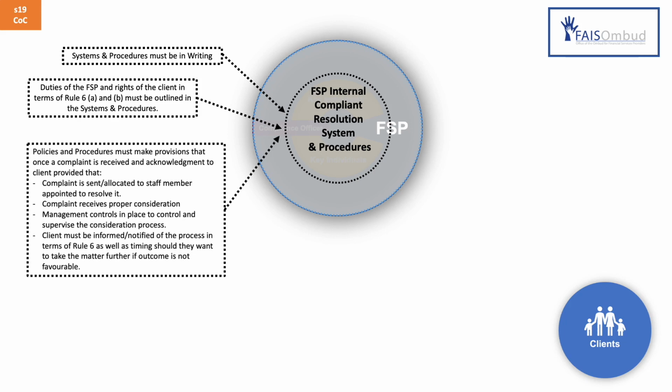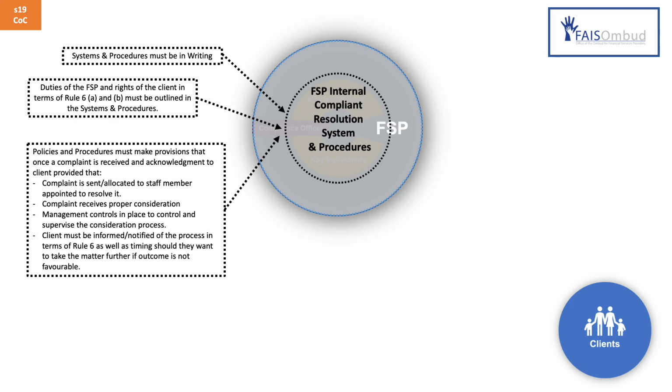Systems and procedures must make provisions that once a complaint is received, an acknowledgement and confirmation of receipt is provided to the client, that the complaint is sent and allocated to a staff member appointed to resolve it. The complaint receives proper consideration. Management controls are in place to control and supervise the consideration process.